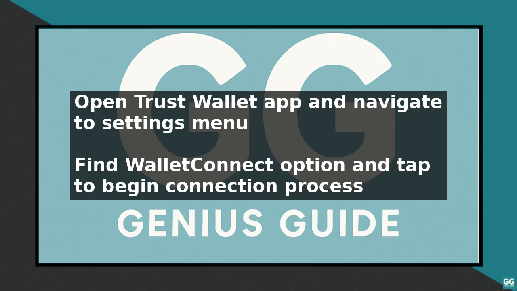To get started, open your Trust Wallet app and navigate to the Settings menu. Here, you will find the WalletConnect option. Tap on it to begin the connection process. You will be presented with a QR code scanner, which you will use to scan the QR code provided by the web application you wish to connect to.